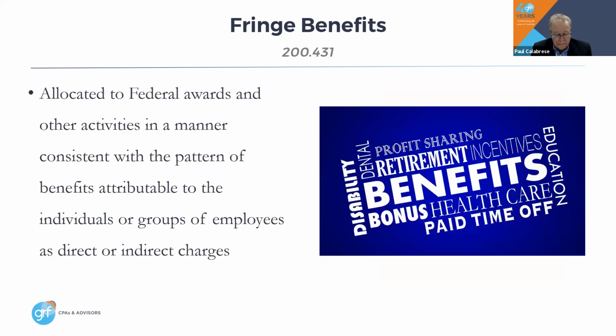Okay, next slide. So that's the whole issue. How do we allocate fringe benefits? And basically, there are many, many different ways to do it. Again, it's just, are you consistent? Does it make sense where you're allocating it? And that really leads us to the next polling question.